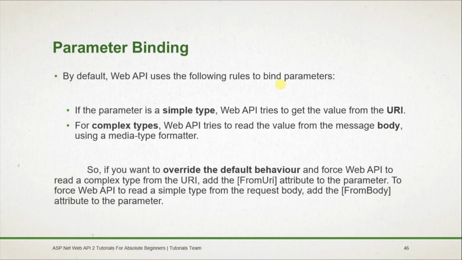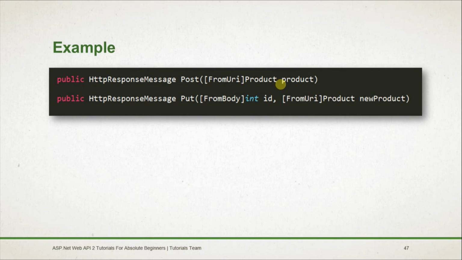For retrieving the complex type from the URI, we need to use the FromUri attribute, and for retrieving the simple type from the body, we need to use the FromBody attribute. Here is our example in which we are retrieving the complex type, that is a product, from the URI, and the integer, that is the simple type, from the body. Thanks for watching. Have a nice day.